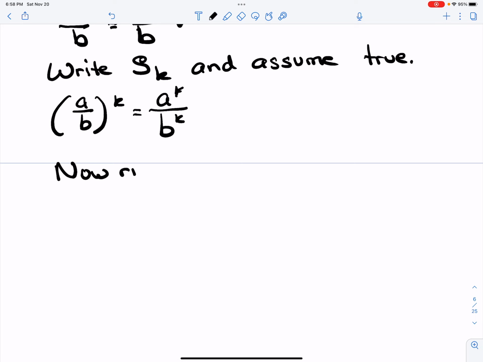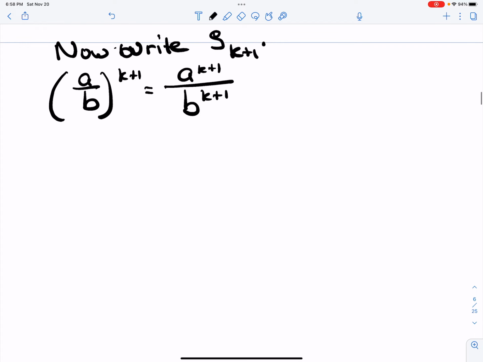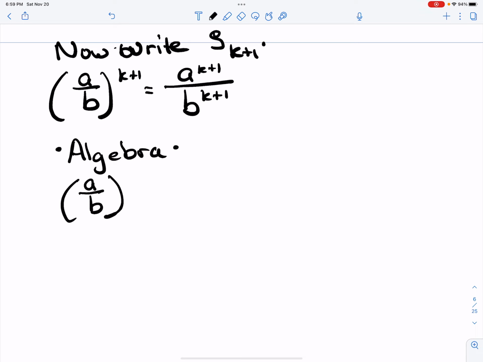Now write S sub k plus 1 just to see what it looks like. So a over b to the k plus 1 equals a to the k plus 1 over b to the k plus 1. Okay, now we've got to do our algebra. So let's start with a over b to the k plus 1. Let's see what we can do to work with that.